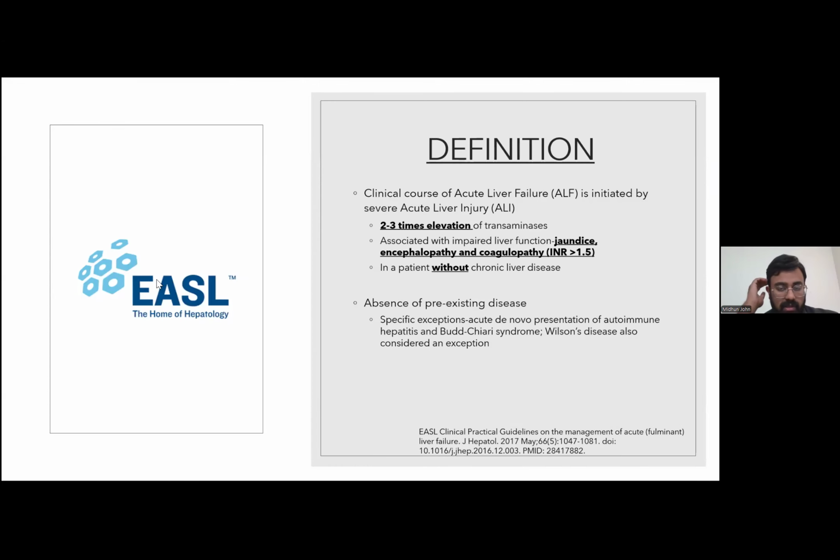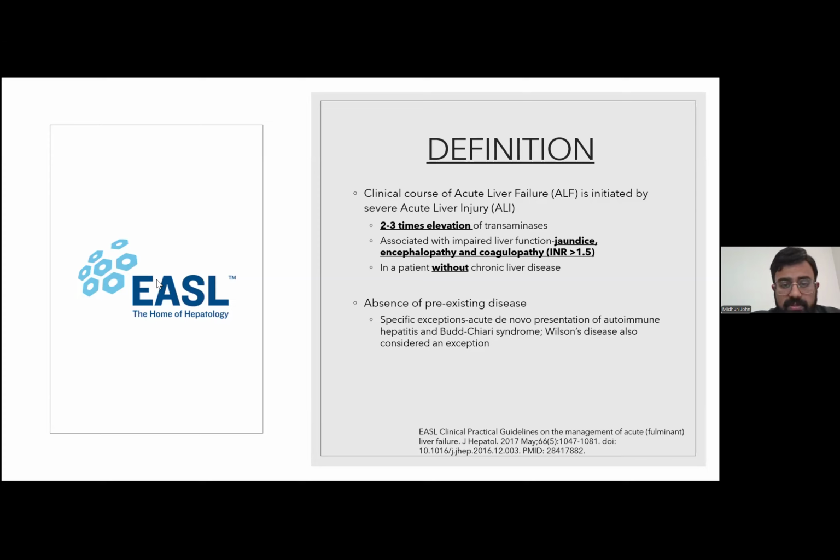Then EASL wanted a bit more clarity and later described it as a clinical course of ALF initiated by a severe acute liver injury with three main things: a 2 to 3 times elevation of transaminases, associated with impaired liver function being jaundice, encephalopathy, and a coagulopathy of more than an INR 1.5, and in a patient without chronic liver disease. There is a note that it must be in the absence of pre-existing liver disease.